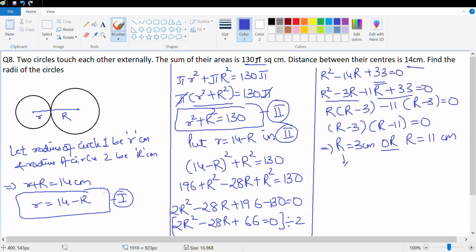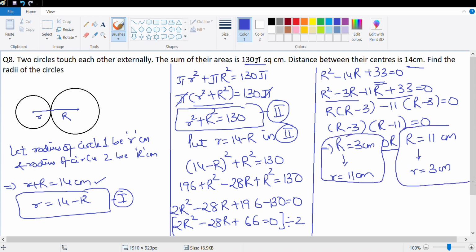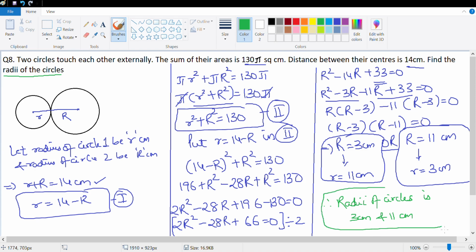Since small r plus capital R is 14, if capital R is 3, then small r is 11, and if capital R is 11, small r is 3. So which means the radius is 3 or 11. Perfect. Now let's read the question, figure out what they want. Find the radii of the circle. Therefore, radii of the circles are 3 centimeter and 11 centimeter.